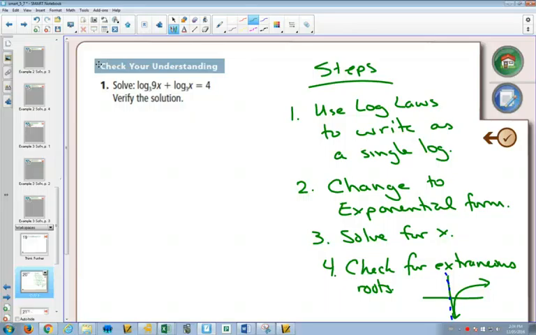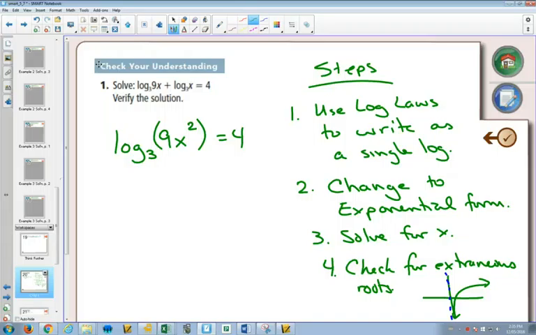So for this first one, we've got log base 3 of 9x plus log base 3 of x equals 4. Can you use your definition to change this to exponential form? No, because it's not a single log yet. Do we have log laws that we could use to write this as a single logarithm? Yes. What happens when we're adding two logs? Multiply. So we can write this as log base 3 of 9x times x, which is 9x squared, equals 4.